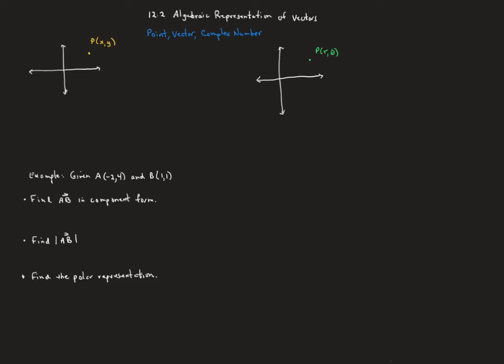In the last video, we looked at the geometric representation of vectors, and in this one, we want to talk about the algebraic representation of vectors. In particular, we're going to see there's great overlap in the language and notation between points, vectors, and complex numbers.